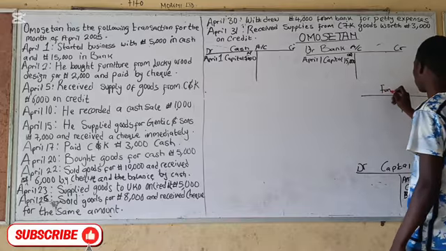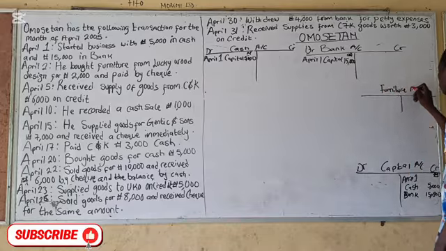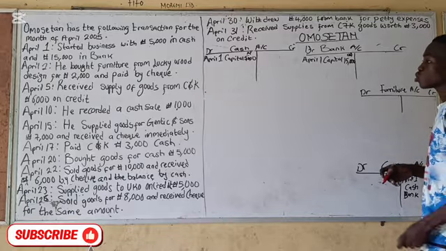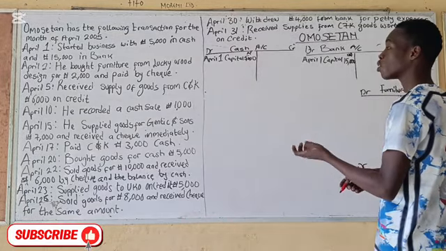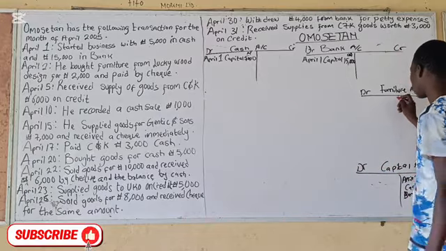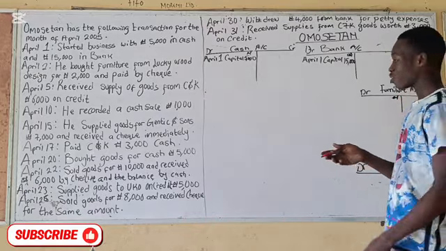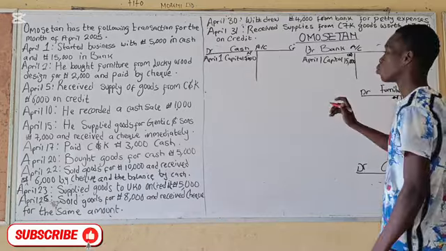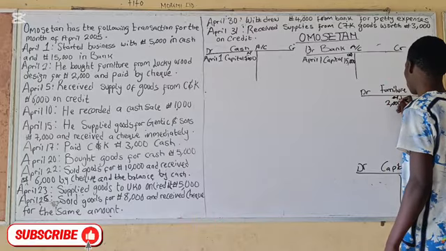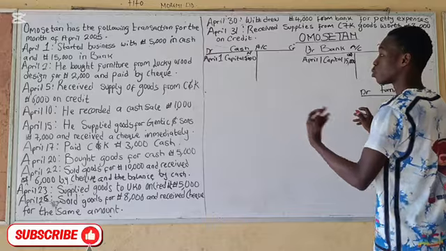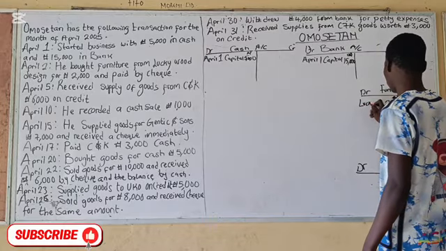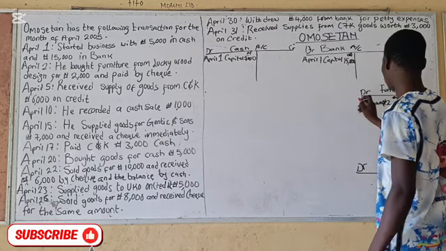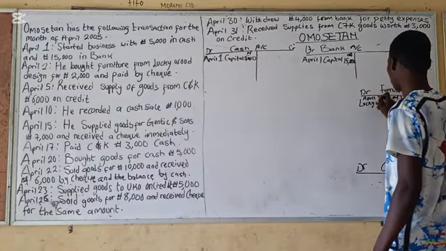We have furniture account. So we have debit, we have credit. He bought furniture. You know that when you buy furniture, the furniture account will be debited, because it's an asset, and I'm giving you the rules of trial balance. So furniture 2,000 naira. He bought furniture from Lucky Wood. So which date is this? April 2.